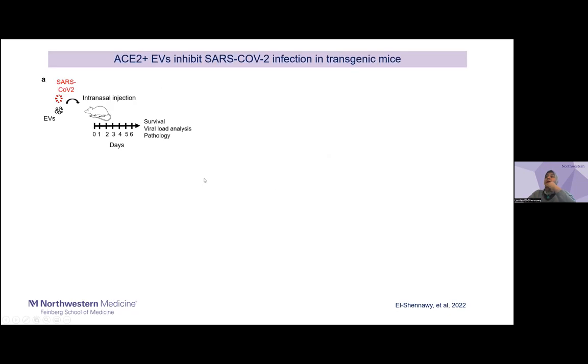And then it was the time to detect this in the animals. And so we used transgenic mice that are expressing human ACE2. And we incubated the live virus with our exosomes and then injected them intranasally to the mice, intranasal injection. We monitored the mice for 6 days. We looked at survival, viral load analysis, and pathology. And here are our results.